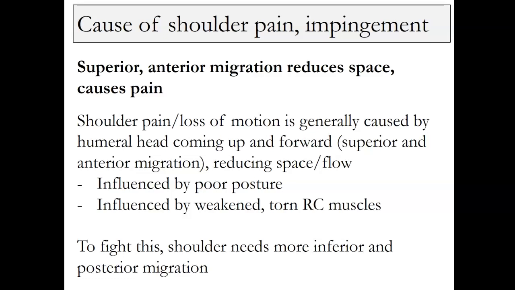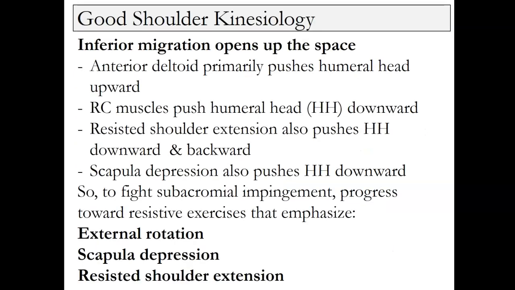To fight this, how do we fight this? This is what we're doing in treatment. We've got to go the opposite way. We've got to pull it down and back, more inferior and posterior. We've got to open up that space so it can glide and do what it needs to do without causing pain and irritation. So we want inferior migration. We want to pull it down. And we'll literally do this when we do the joint mobs.